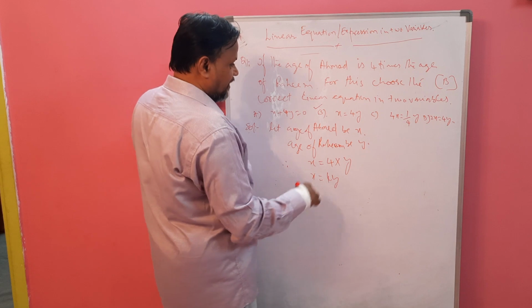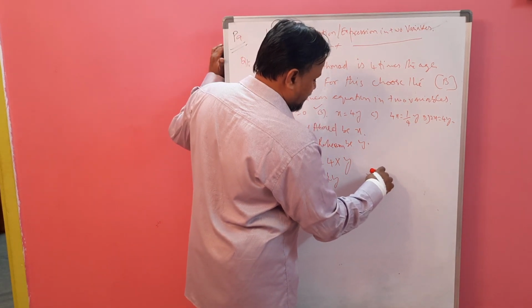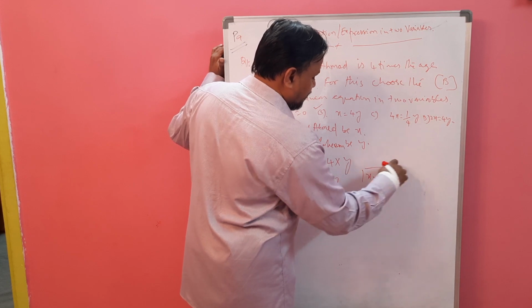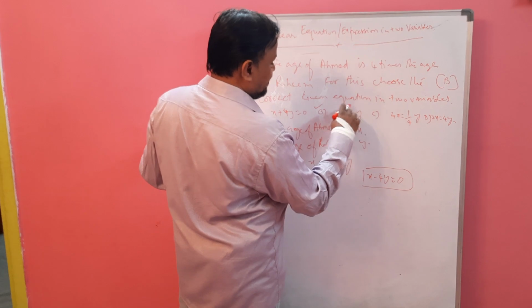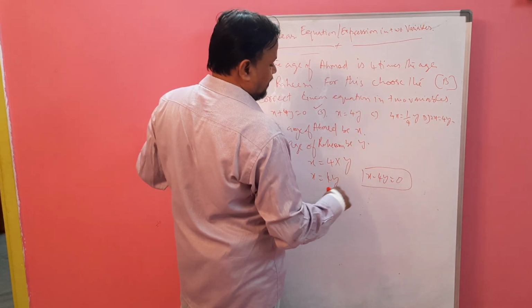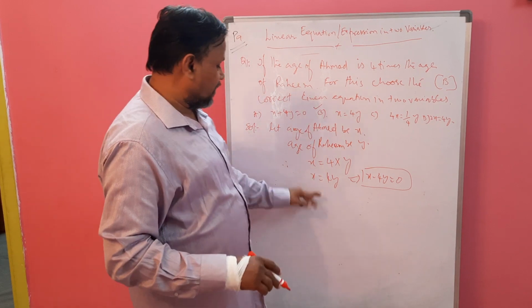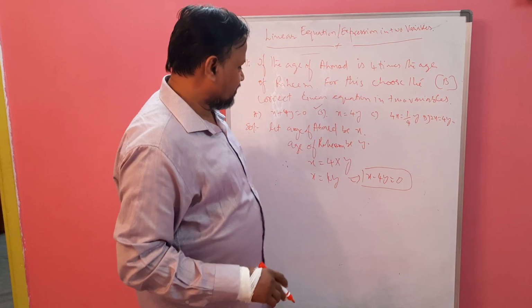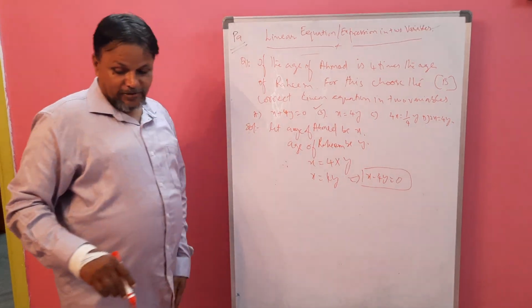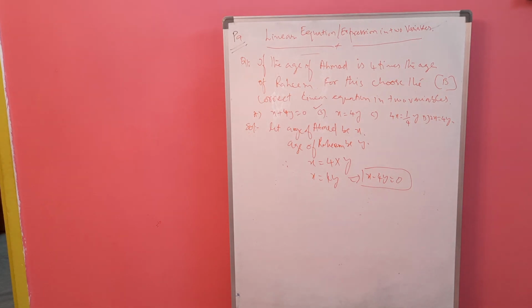If it is not there in the options, then it can be written like this: x minus 4y equal to 0 also. Somewhere you will use this equation, but we have this equation here, so we have to choose this, not an extra one. One more extra line you can take. If it is not there, then this will be the solution. So like that we can frame the linear equation in 2 variables.